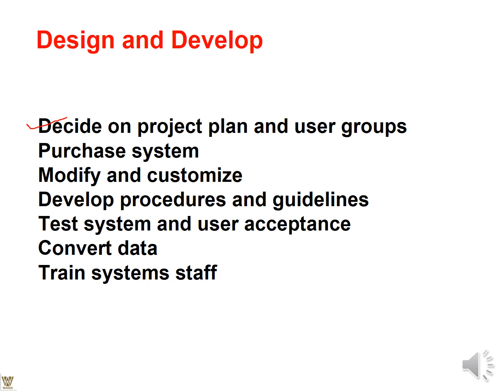we do? We design the project plan. We propose before we actually implement. We propose a plan to the user group. We make the system. We purchase the system. We modify the system. We customize the system to the requirements of the organization. We develop procedures. We develop guidelines. We test the system and user acceptance then and there.